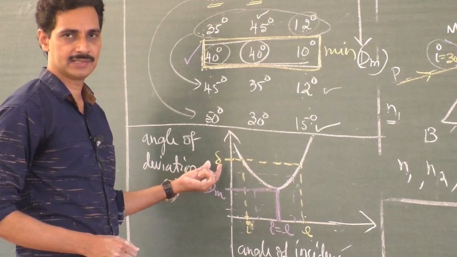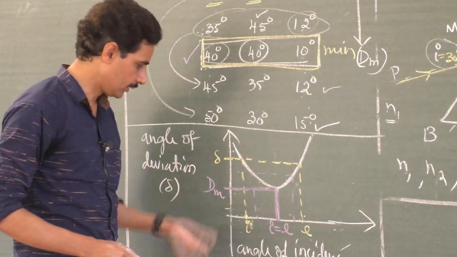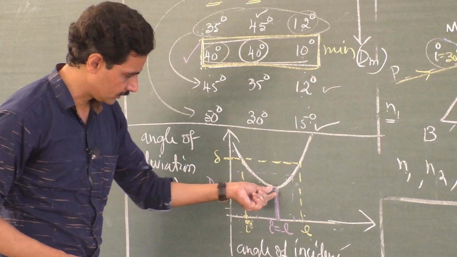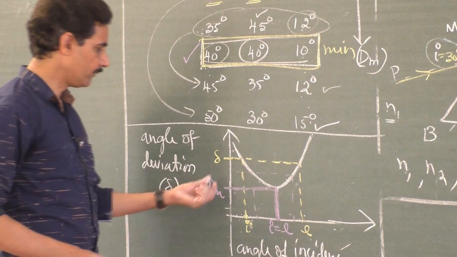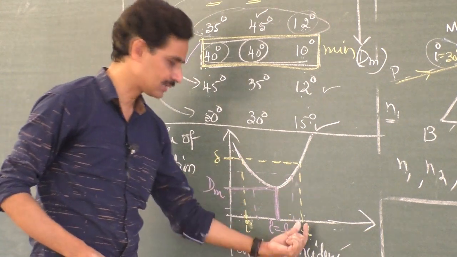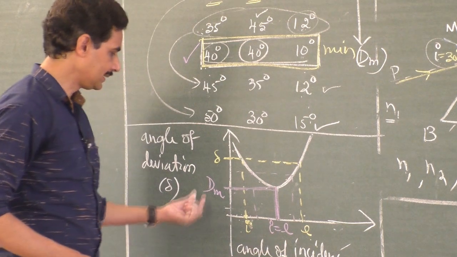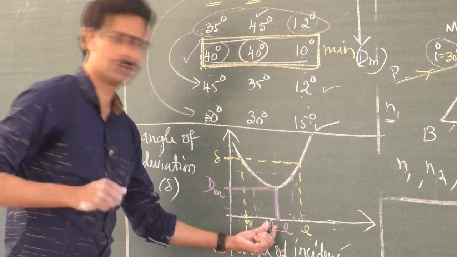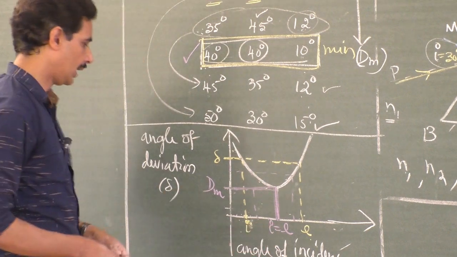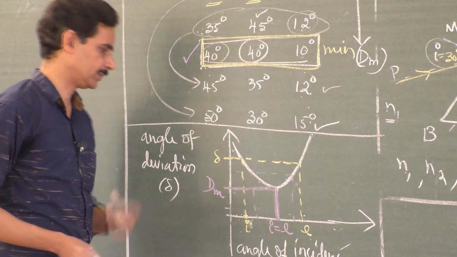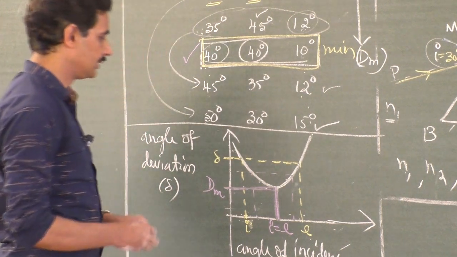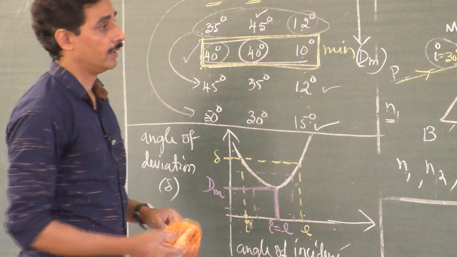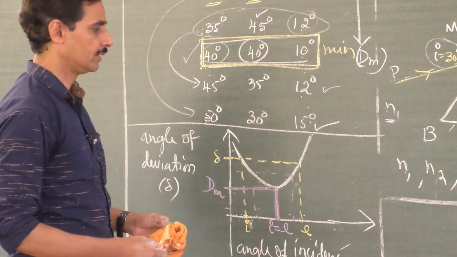As the angle of incidence is increased, the angle of deviation goes on decreasing, reaches a minimum value, and then increases. For every angle of deviation, there are two angles of incidence. And there is a minimum angle of deviation for which angle of incidence and emergence are equal. So I and E are the same. This is the angle of minimum deviation. Now you have to take this into account and carry on.